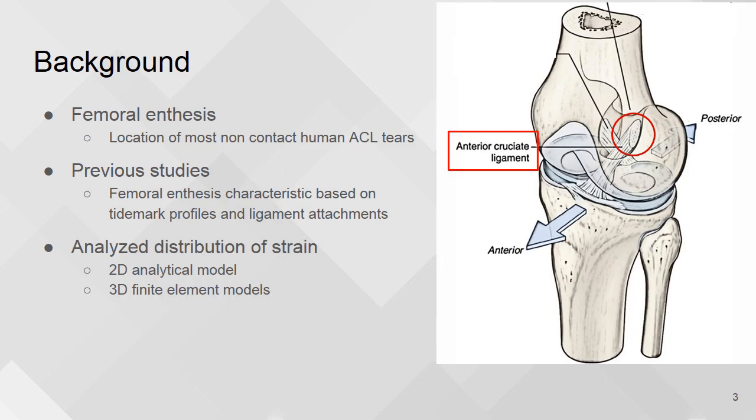This paper focuses on a part of the ACL called the femoral enthesis, which is circled in red. This is the location within the ACL of most non-contact tears. Previous studies have characterized this structure in 6 different ways according to their tide mark profiles, or concavity, as well as how the ligament is attached, with a focus on the angle at which the ACL connects with the femur. This paper used these characterizations to analyze the distribution of strain in both 2D and 3D models.